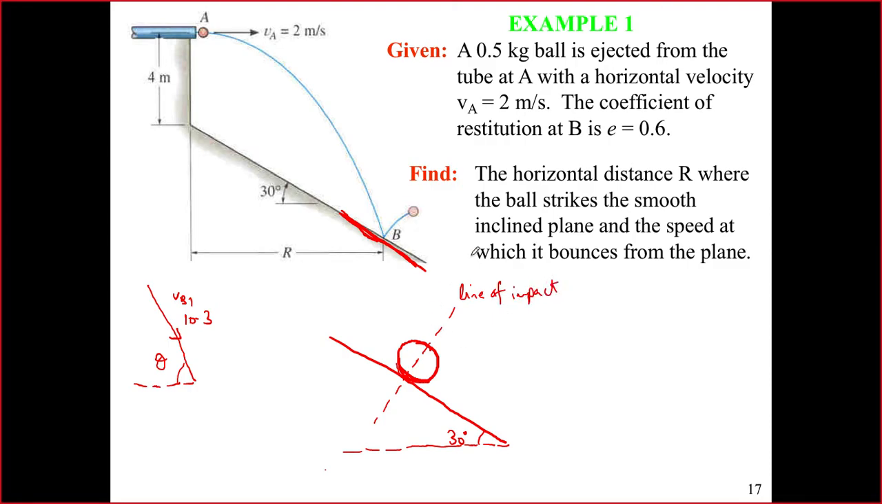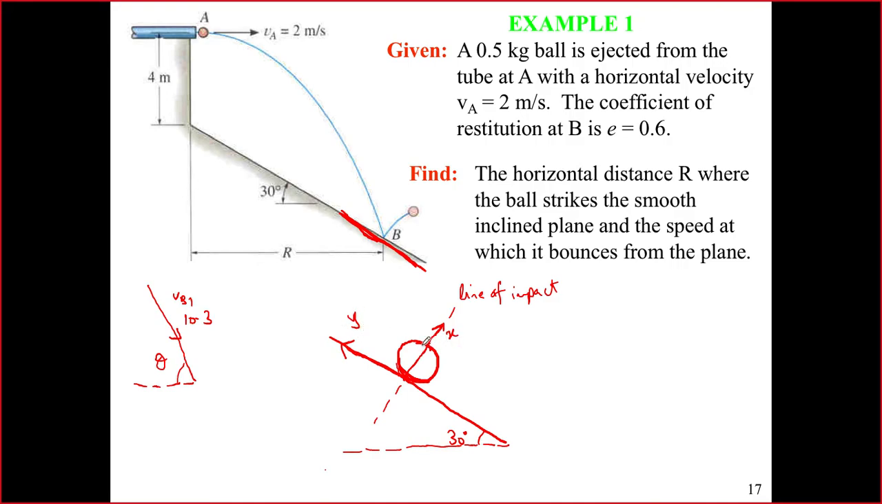Now if you recall from our previous discussion, what we want to do is define the x and y coordinates for our impact problems along and perpendicular to the line of impact. Which means, how are we going to define the x and y coordinates right here? Let's see, x along the line of impact, that is in this direction. Then my y coordinate is this one. So now I have my new x and y coordinates.